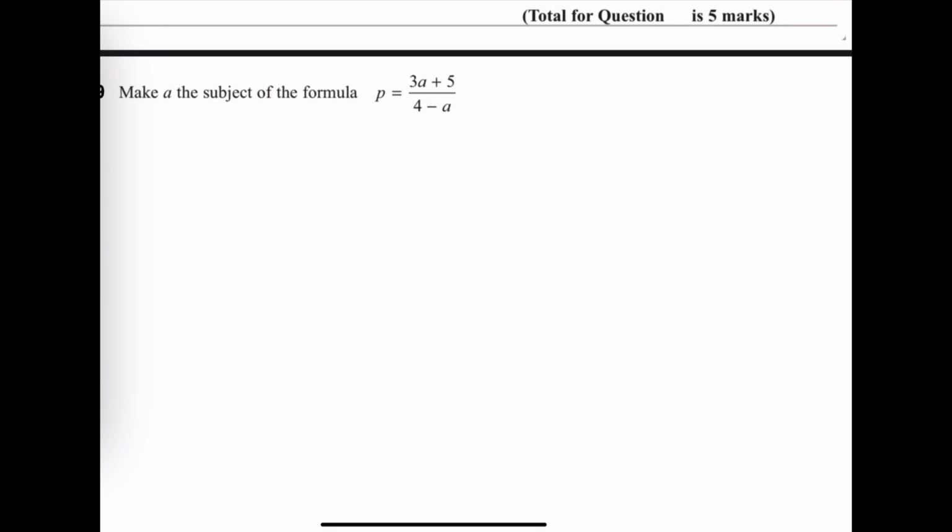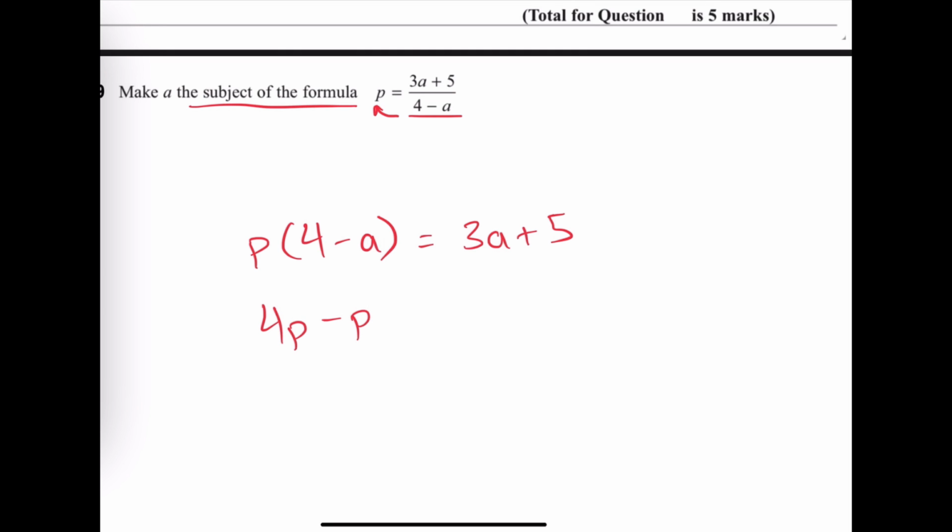Okay, so make a the subject of the formula. So we can see over here, we are going to start by moving all the fractions. It's not something that we like. That's the first thing I'll do. Because it's division here, we're going to put this to the other side. So it just times. So 4 minus a, that equals 3a plus 5. Now if you just expand the brackets, 4p minus pa equals 3a plus 5.